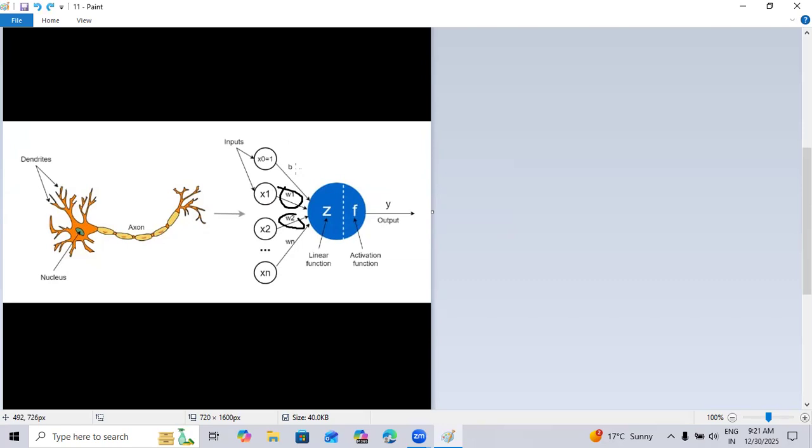The inputs are the data values and weights represent the importance of each input. I mean, W1 represents the importance of each input, and bias gives extra flexibility to the neuron. The activation function decides whether the neuron should be activated or not, which is why it is the decision maker. In simple words, the neuron calculates the weighted sum of inputs, adds bias, and passes it through an activation function to produce an output.